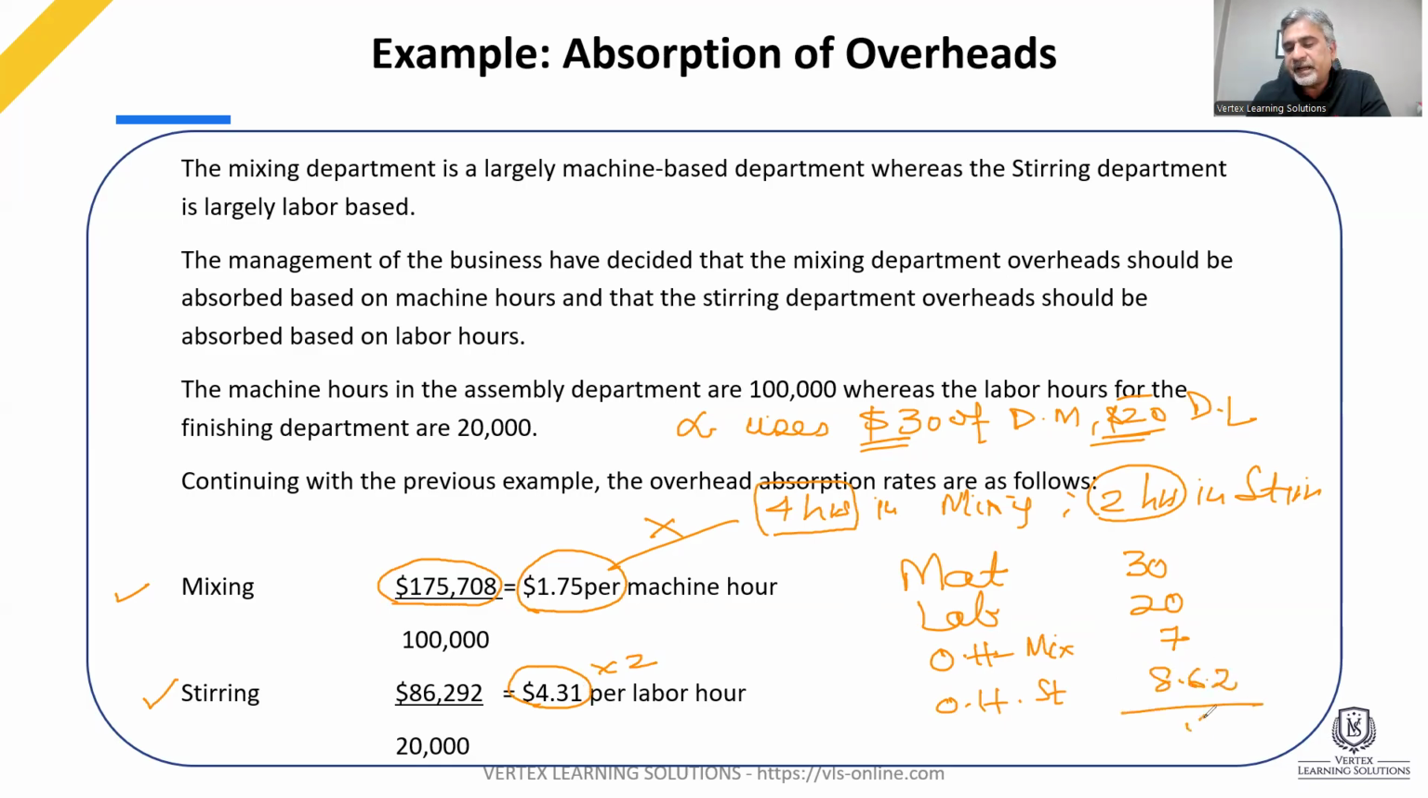And then I make a total, and I will say that the cost of making 1 unit of alpha is $65.62, which includes $30 of material, $20 of labor, $7 of mixing overhead, and $8.62 of stirring overheads. Stirring department overhead rate you calculated. So it means that out of this 86,000 total overhead, 8.62 goes to making 1 unit of alpha. So this is how ultimately they will be absorbed into your unit of product.